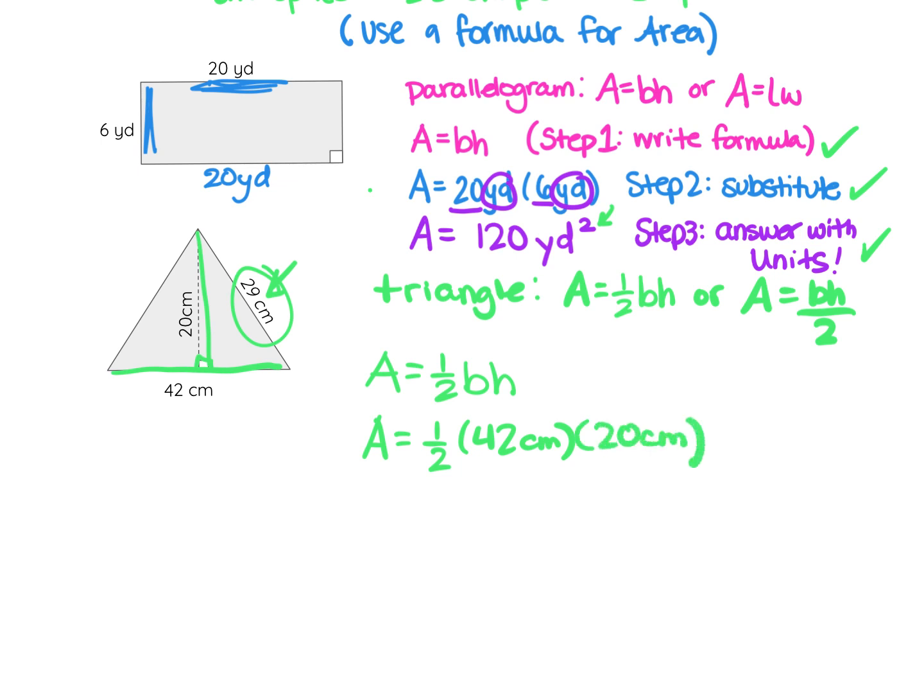My last step is write down my answer with units. So you can use your calculator. 1/2 times 42 times 20 gives you 420, and then we have centimeters times centimeters, so my units are going to be centimeters squared.